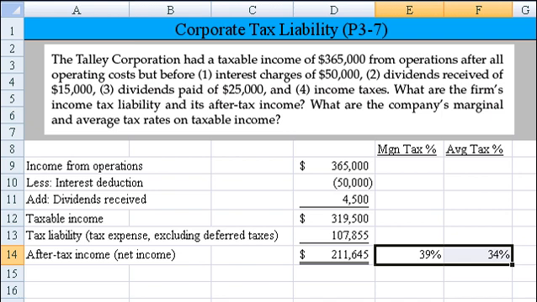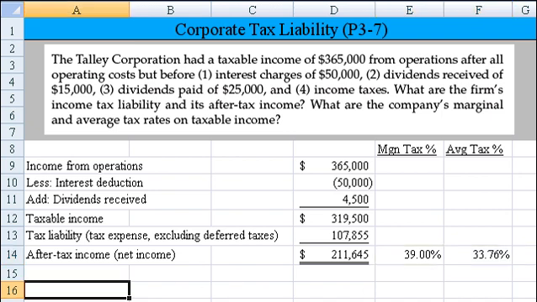And by the way, if we carry those out a decimal place, we're at a marginal tax rate of 39.0% and an average tax rate of 33.76 or 33.8, and if you rounded it off entirely, it would be 34%. And that takes care of problem 3-7. Thanks, everyone.